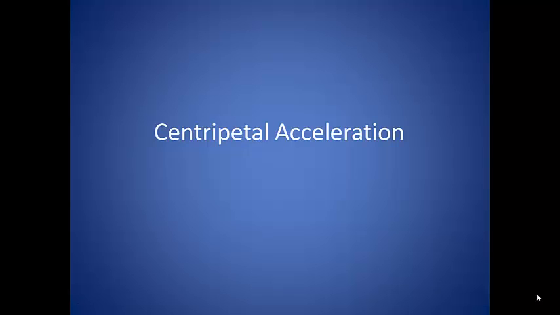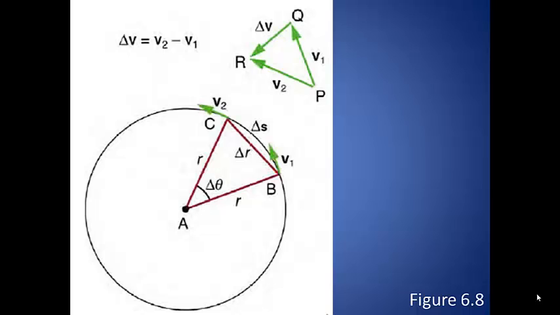An object moving in a circle is constantly changing its direction. Therefore, it must always be accelerating. Figure 6.8 shows the path of an object moving in a uniform circular motion. If we take different points along this circular path and compare how the velocities at those points are changing, we will see the change in velocity is always towards the center of the circle.